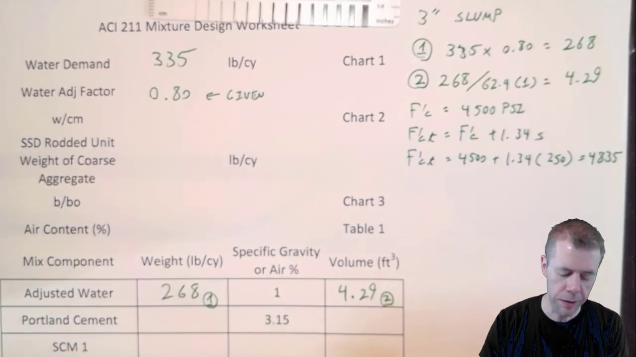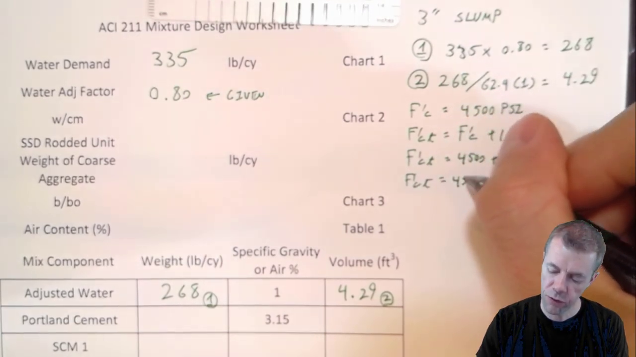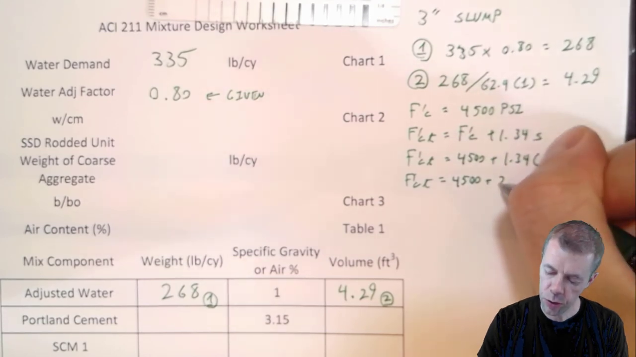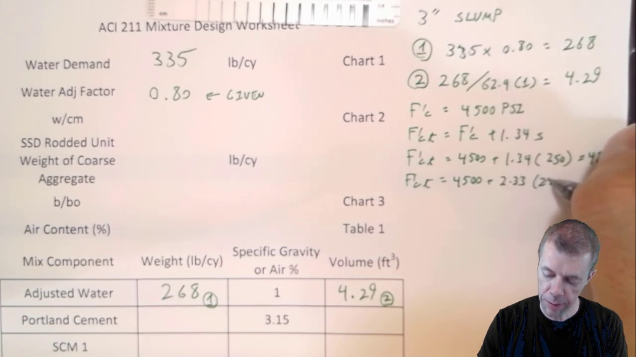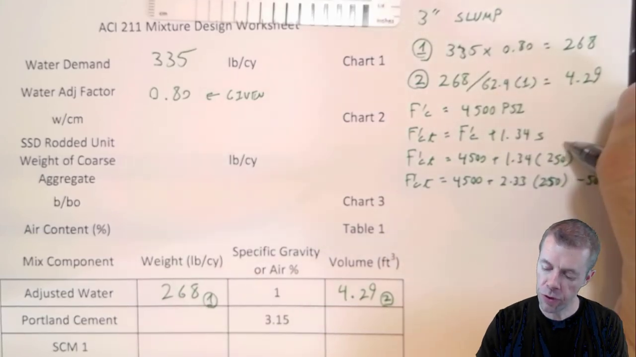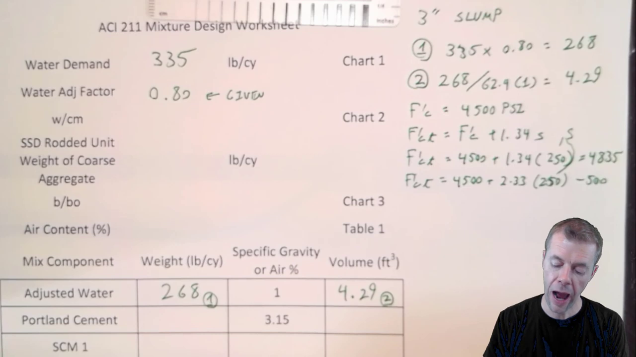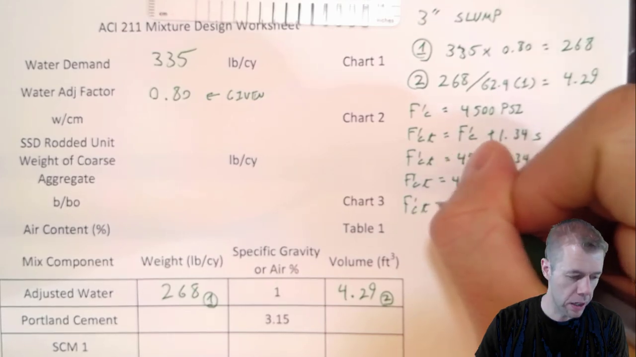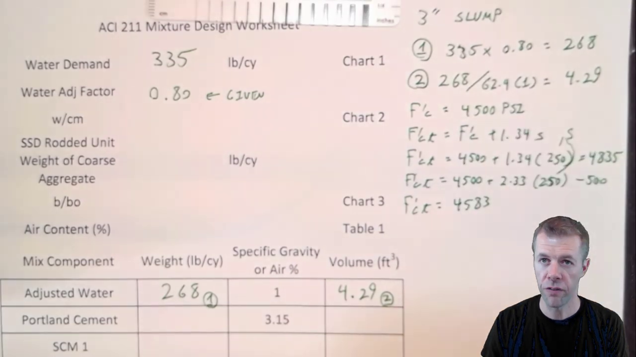4,835. There's another equation we need. Target strength equals 4,500 plus 2.33 times S, which happens to be 250 in this case, minus 500. Both of these are S. That's the standard deviation for that concrete mixture, for those materials at that water cement ratio. And this value is equal to 4,583. Now this one's going to control the 4,835.